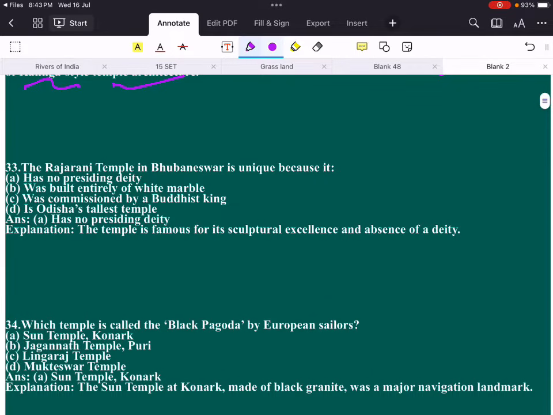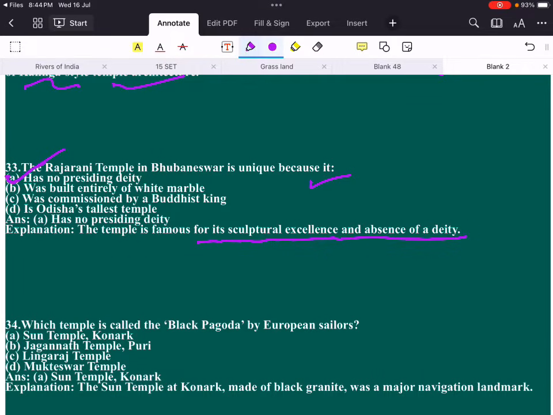The Rajarani temple in Bhubaneswar is unique because it has no presiding deity. The temple is famous for its sculptural excellence and absence of a deity.